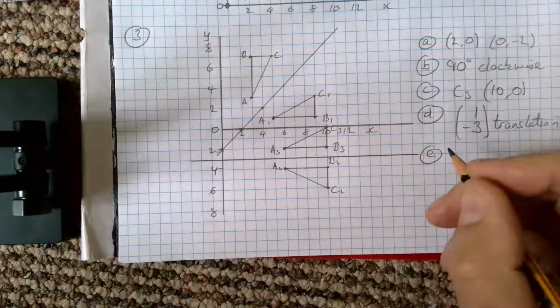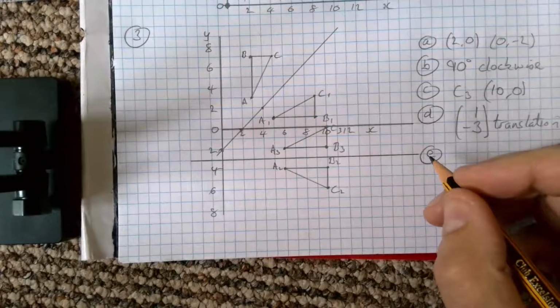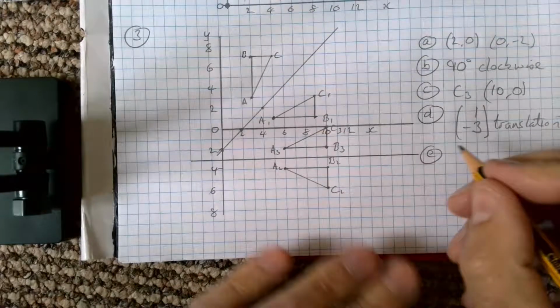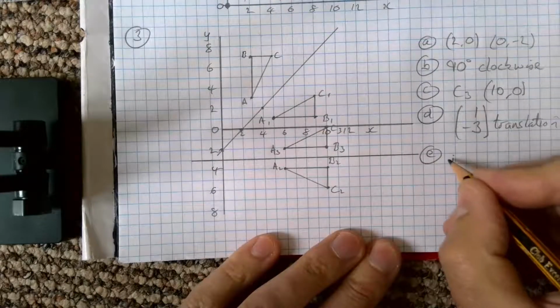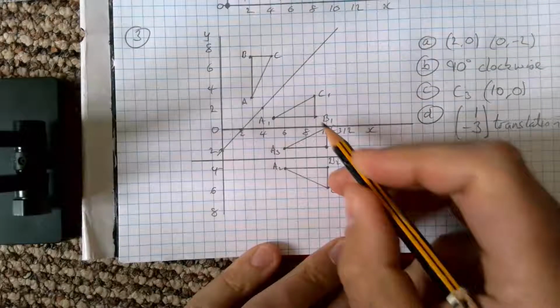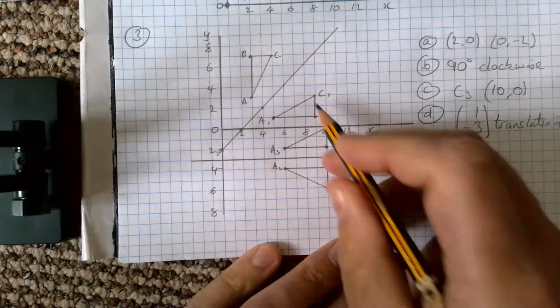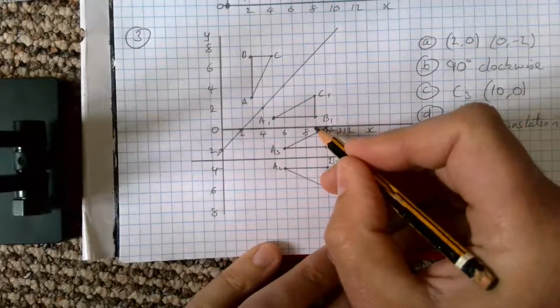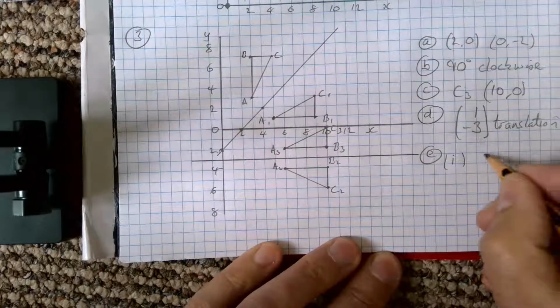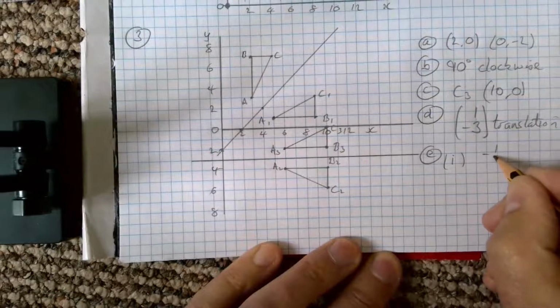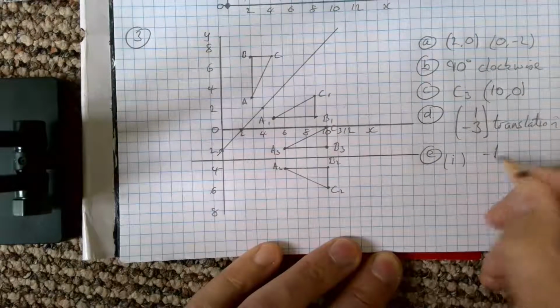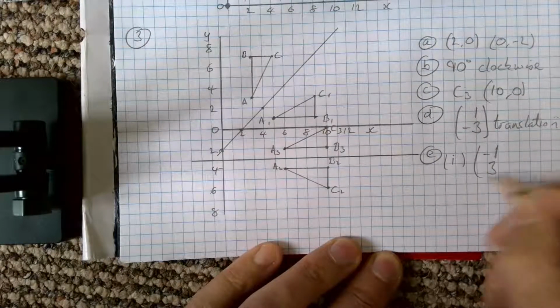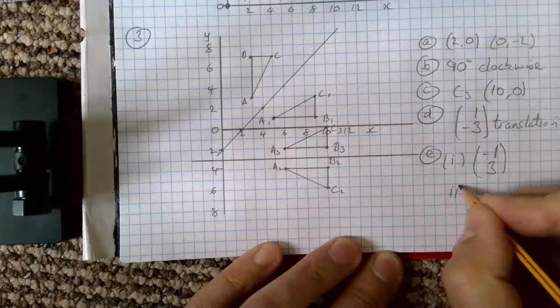And part E, write down the vector that moves C3 to C1. C3 is here, C1 is here. That's the opposite to that one. So from C3 to C1, you're going back 1, so that's going to be minus 1 and then up 3. Minus 1. Let's make it just a bit bigger so you can see the minuses with the 1. Minus 1, 3.